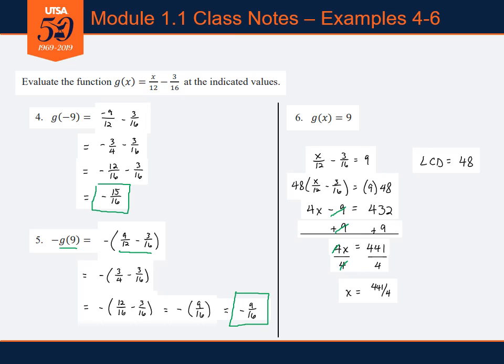There's no way I could have figured out that number, 441 over 4, without doing all the math here. But this tells me that if I want an output of 9, I need to input 441 over 4. And see the difference between the two types of problems here, where you're given an input and asked to find an output, like in questions 4 and 5, versus where you're given an output and you have to work back and figure out the input, like in question 6.